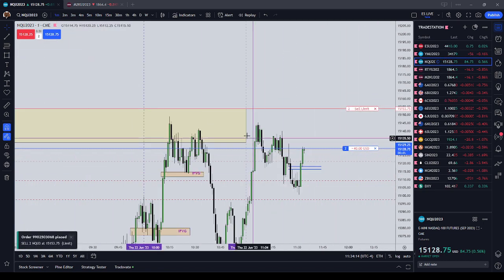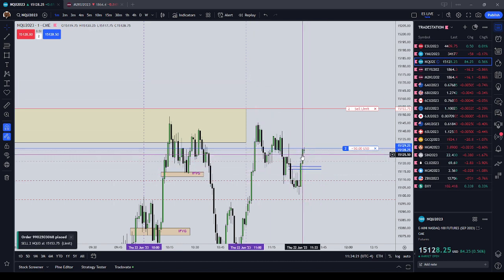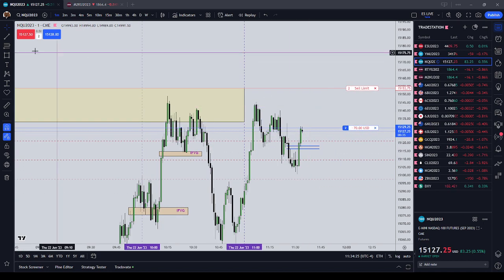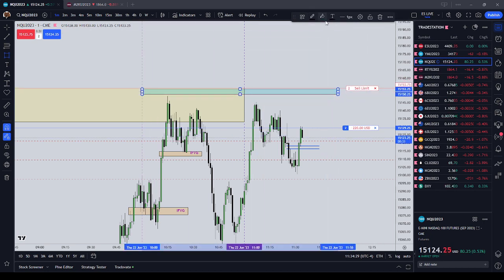There it is. So you see that this fair value gap inverted as we traded through it, and then on a second time frame we came back to it and it inverted. So there's going to be another draw on liquidity, and it's up here.